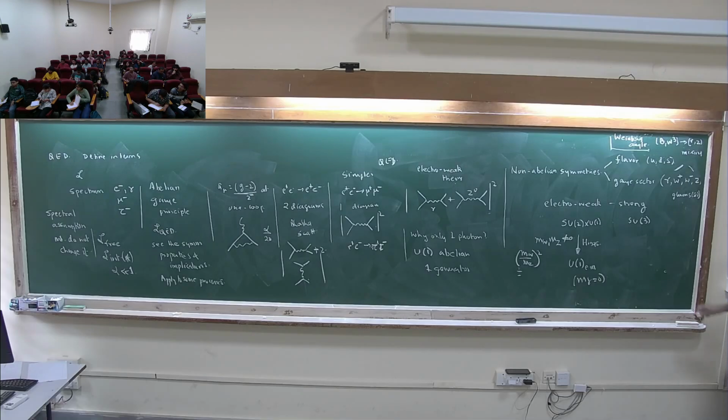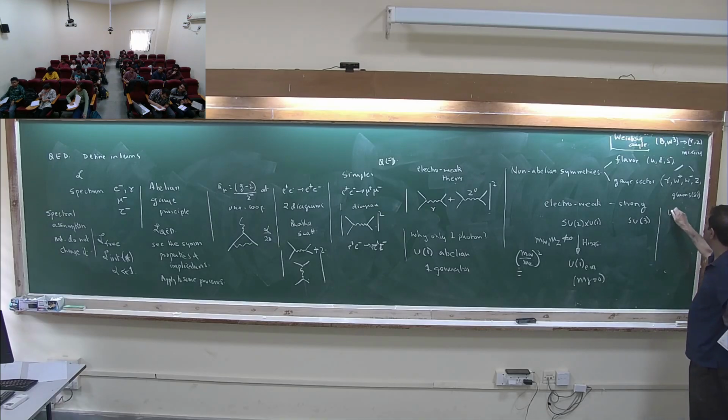Why n squared minus 1? How do you know that? Many people are telling me a lot of things. So UN is a group of unitary matrices. Unitary n by n matrices. Okay?